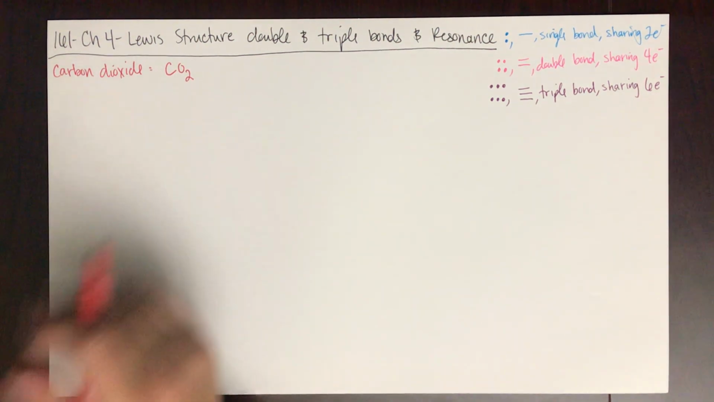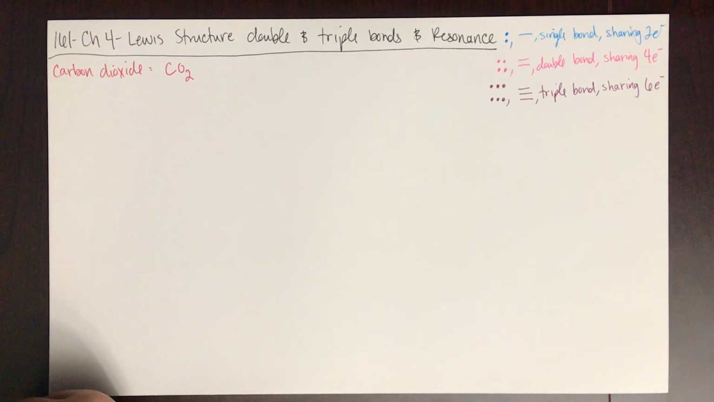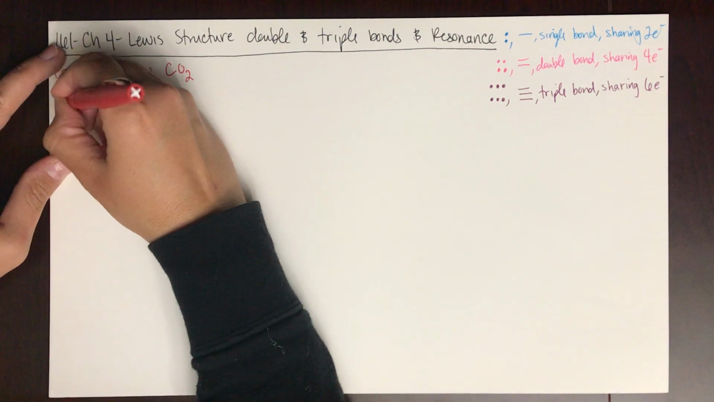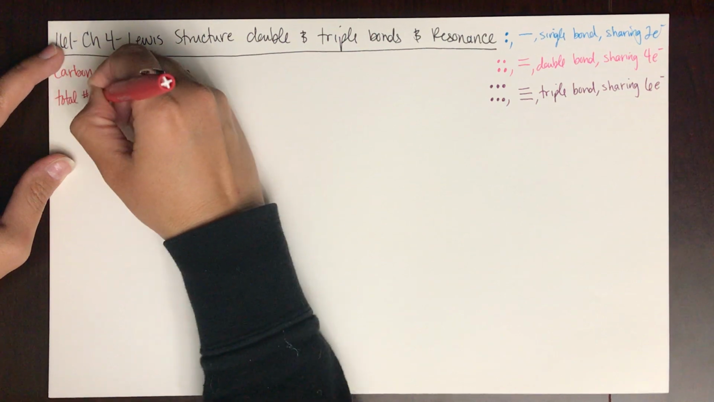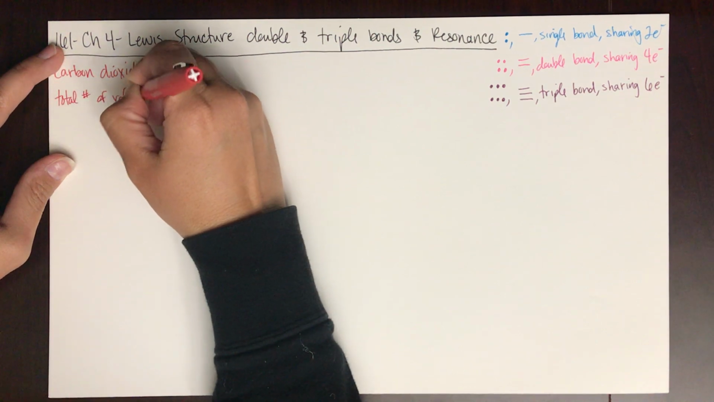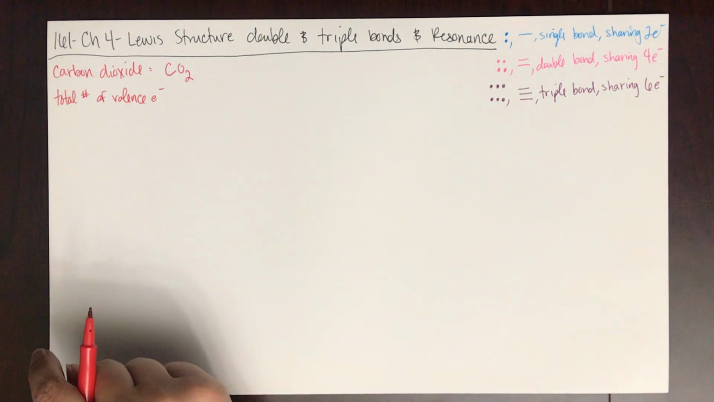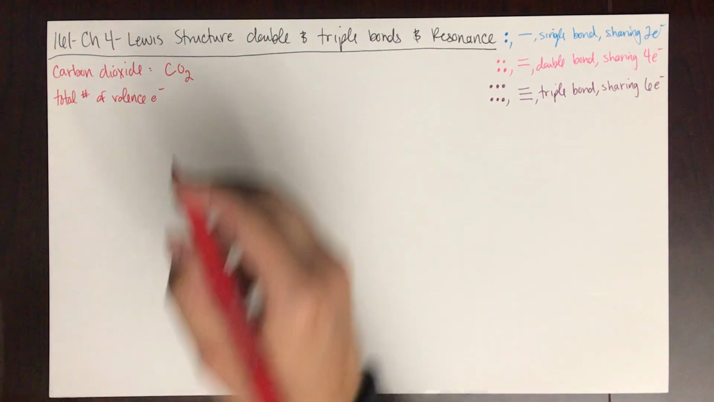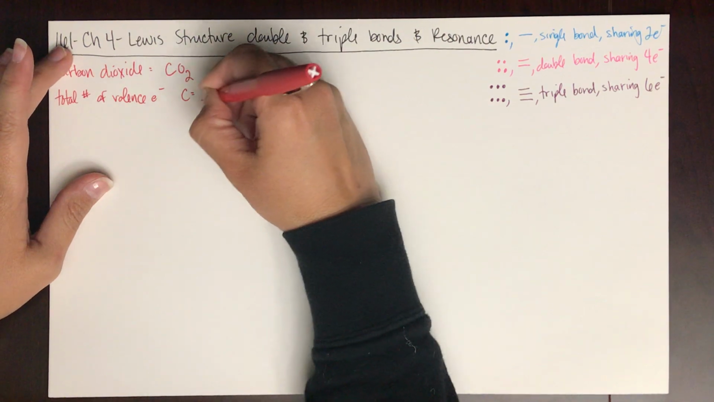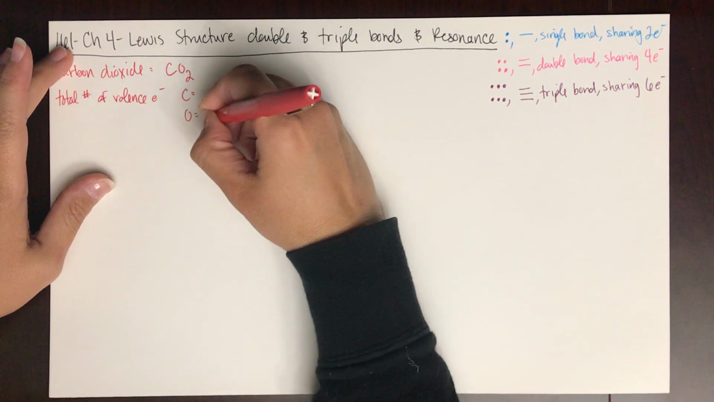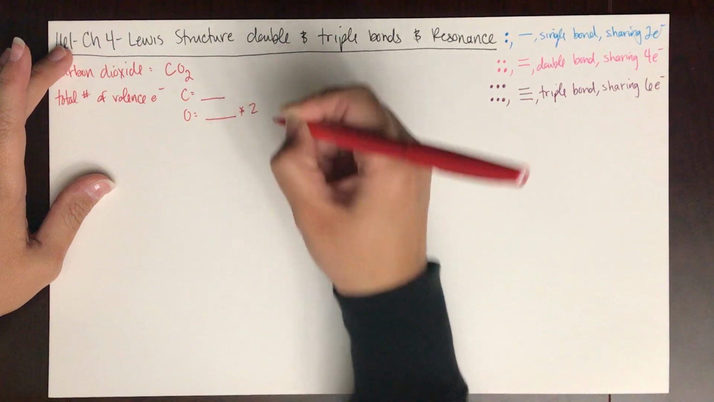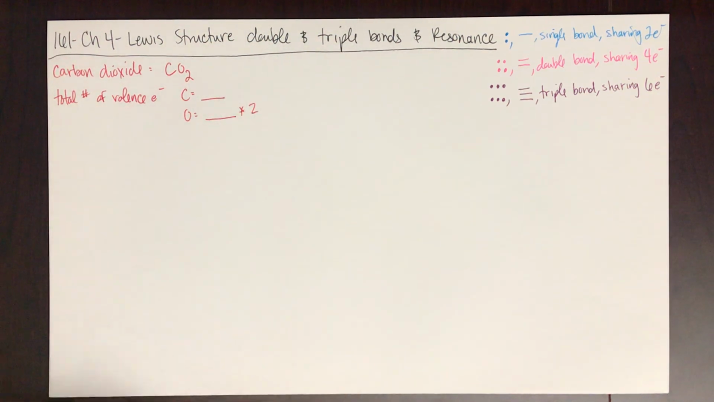Okay, so we are doing the Lewis structure. Remember, the first thing that we need to do for a Lewis structure is determine the total number of valence electrons. So we're going to see how many valence electrons each element has, and then add them together. How many valence electrons does carbon have? How many valence electrons does oxygen have? Times 2, and then that's going to give me the total.